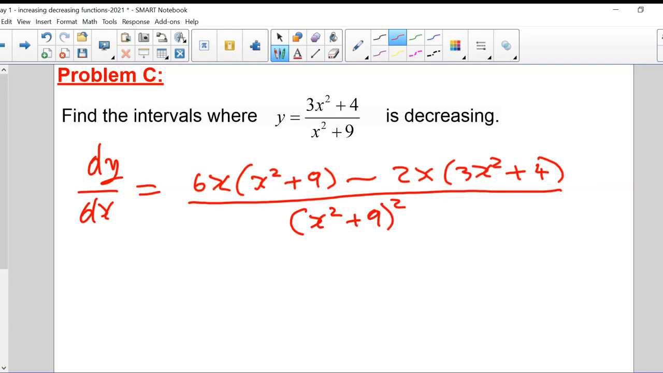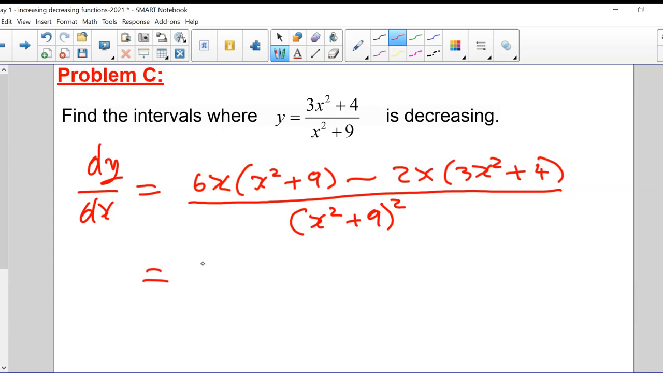Okay, let me just double check that. I make mistakes sometimes, so I just want to make sure I didn't make any mistakes on this one. The derivative of the top is 6x times the underived bottom, x squared plus 9, minus 2x times 3x squared plus 4. Okay, great. All right. Where do you think I need to go next? Well, I think we all know that we should try to expand the top and simplify it a little bit.